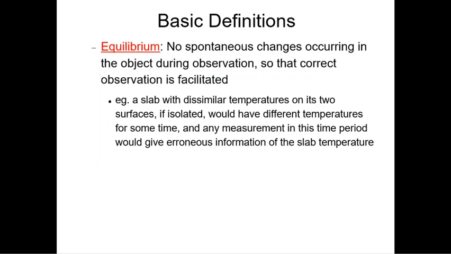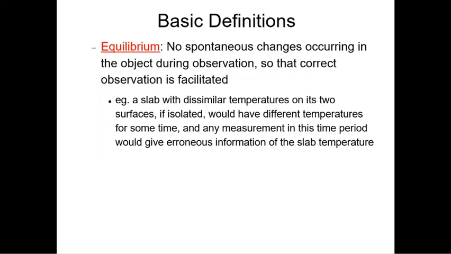So this is another example. Suppose I am measuring the temperature of a slab with dissimilar temperatures on the two surfaces. Initially, let us say there is a slab which has temperature T1 on the left surface and T2 on the right surface, and there is a variation in temperature in between. Now if I try to observe the temperature at any point in this, at this point in time, then you would have different temperatures in different locations, and therefore the slab is not in equilibrium in itself.